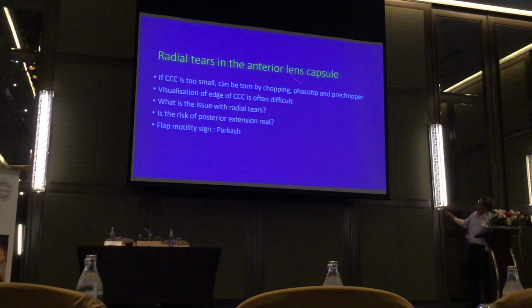Now, why does this happen? It happens because once you've done your hydrodissection and you start phacoing, the whole nucleus loses its clarity and red reflex, and it's very hard to see the anterior capsular rim, which is why the quality, centration, and size of your CCC is very important. So what's the issue with radial tears? Does it really extend posteriorly? Dr. Prakash taught us his sign called the flap motility sign. It says if you see an anterior radial tear and the flaps are standing up and flapping, it usually means it hasn't gone behind.